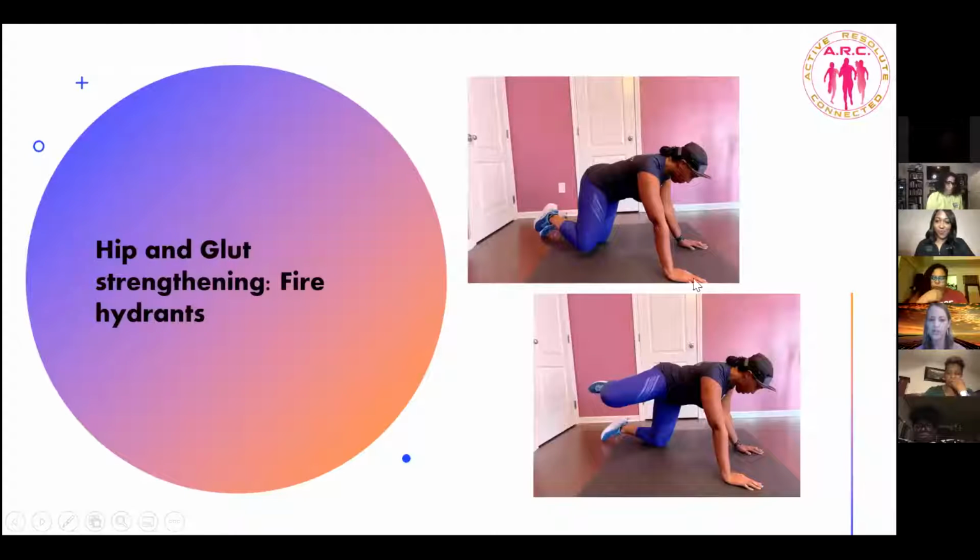Okay, I'm going to turn it over to India, and she's going to talk a little bit more about a few more exercises that can stabilize our body, and especially if you have knee pain, can be very effective for knee pain as well. So I'll turn it over to India.